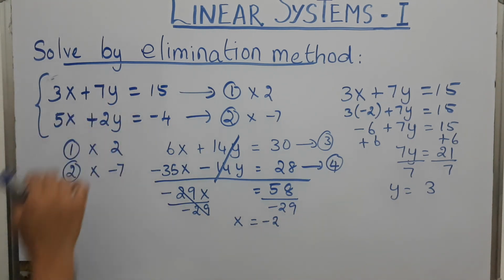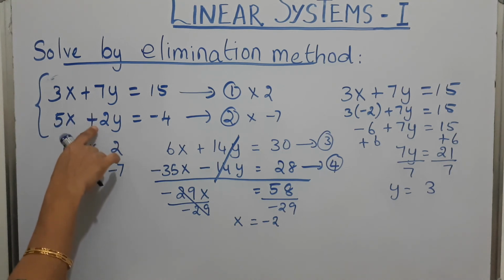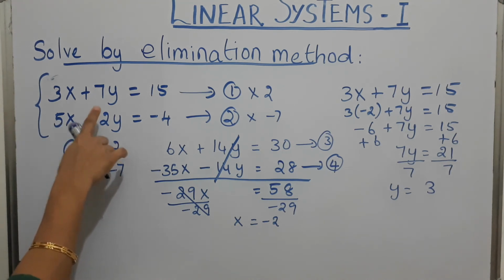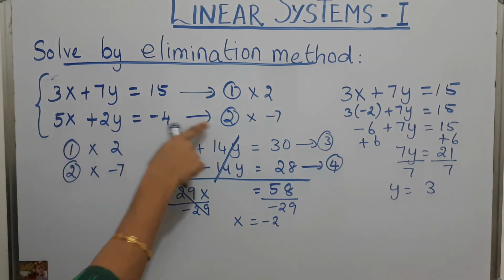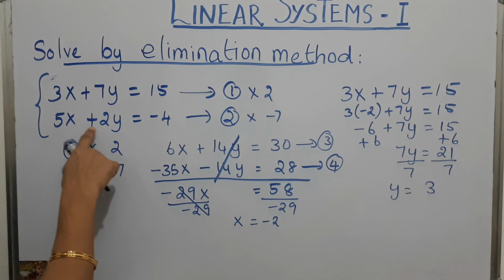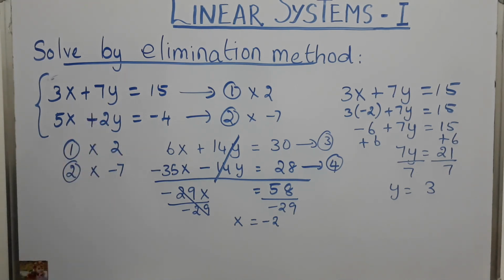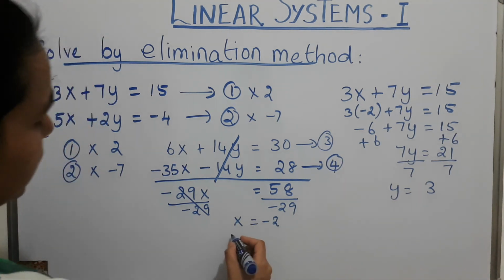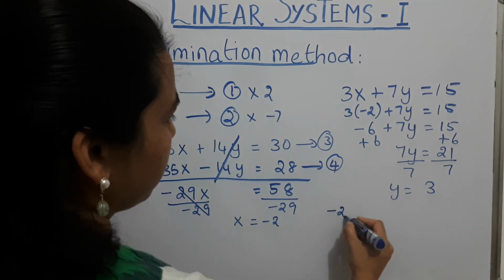So if one of the variables already has the same coefficient and opposite sign, when you add, you can cancel directly. But if they are different, then you have to multiply and see your convenient way to eliminate one variable. Okay, so now you found the solution of this linear system, which is x is equal to minus 2 and y is equal to 3.